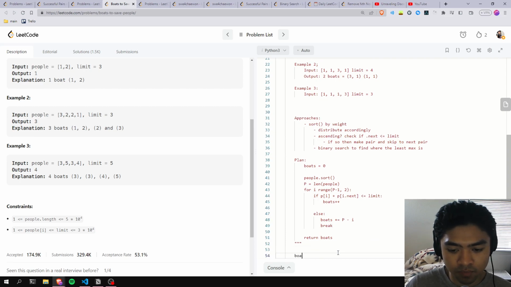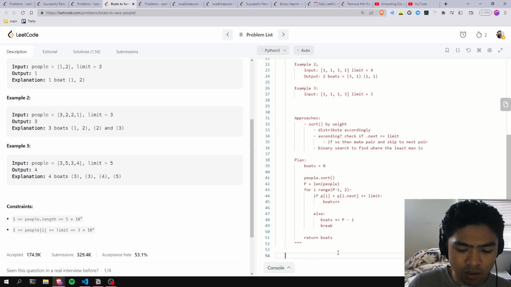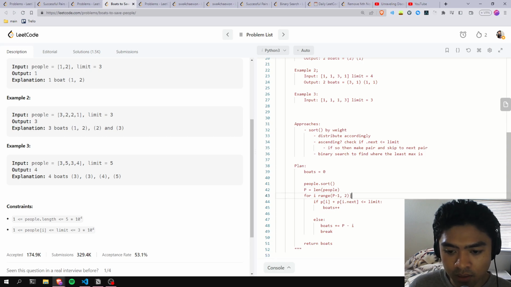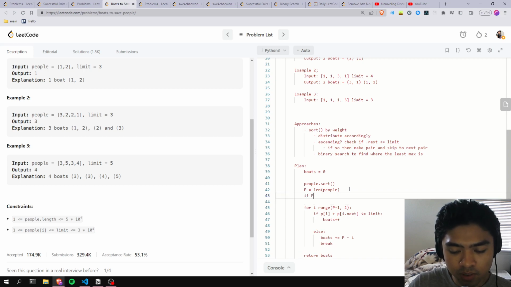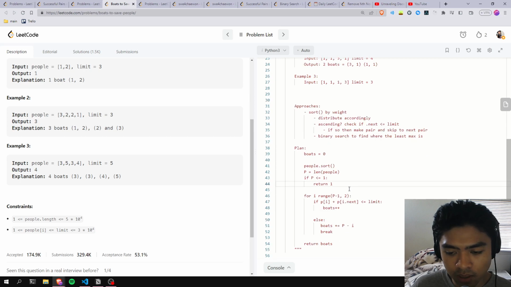So boats is equal to 0. Oh, we gotta make an if statement. So basically, yeah, there can be only one person. So, okay, for i in range. So if p is less than or equal to 1, then we're going to return 1. Okay, I think that works.